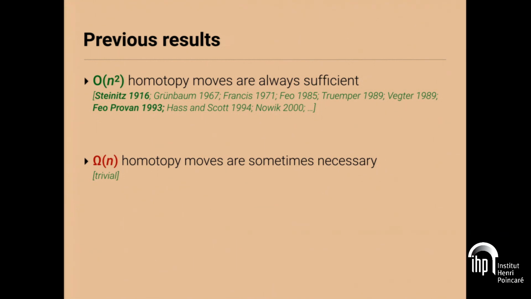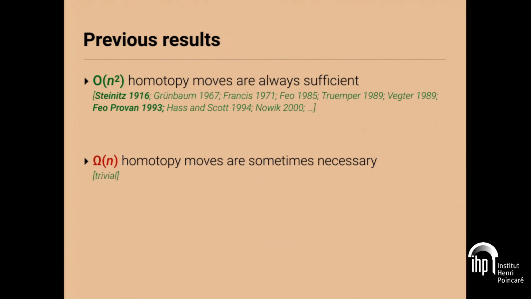Now, there have been several follow-up results to this. There's a more detailed explanation of Steinitz's proof in Grunbaum's lectures on polytopes. There have been several follow-up results that either give alternate proofs, alternate algorithms, extensions, generalizations, and so forth. There's lots of work on this. The only lower bound that I was aware of before I started working on this a few years ago is the absolutely trivial one. Each homotopy move reduces the number of vertices by at most 2, and therefore you need to perform at least n over 2 of them.